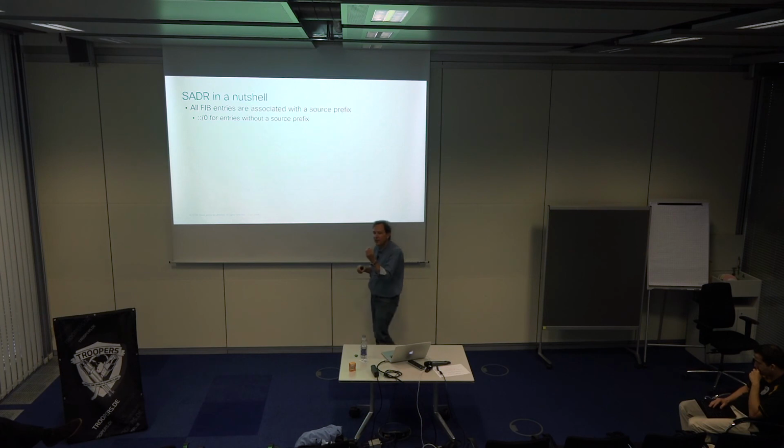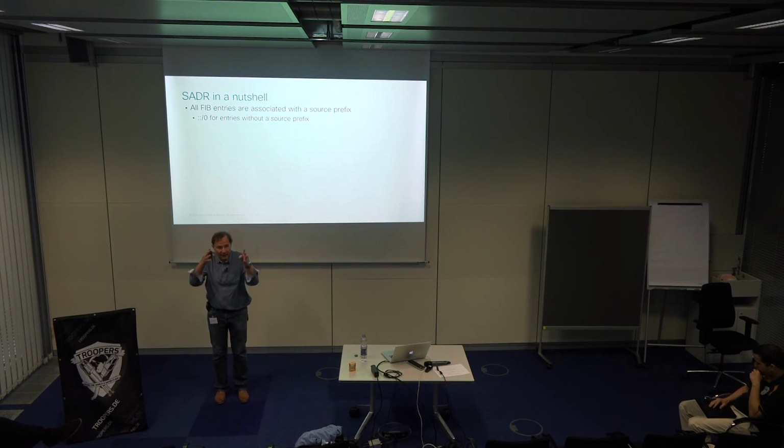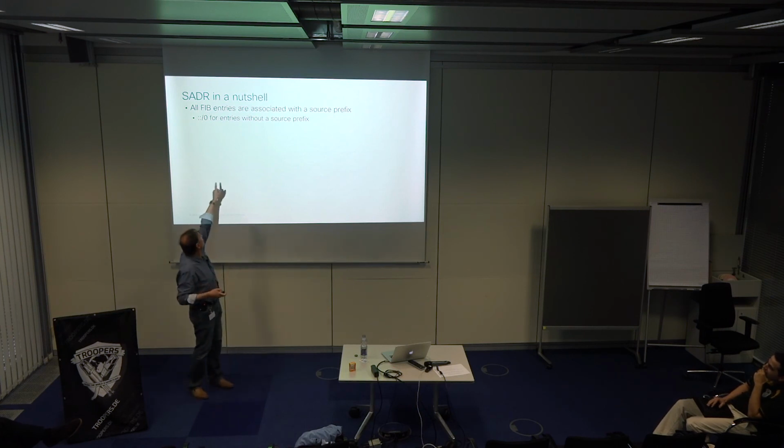All FIB entries are extended by adding a source prefix. Currently, all FIB entries are this destination, this next hop, this interface. Now we say this source, this destination, this next hop, this interface. And of course, we use ::/0 when there is no source-specific information. Okay? So assume that everything that you have done right now is extended by this ::/0.